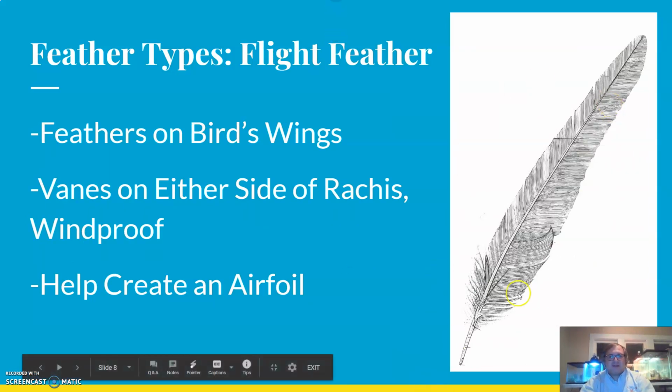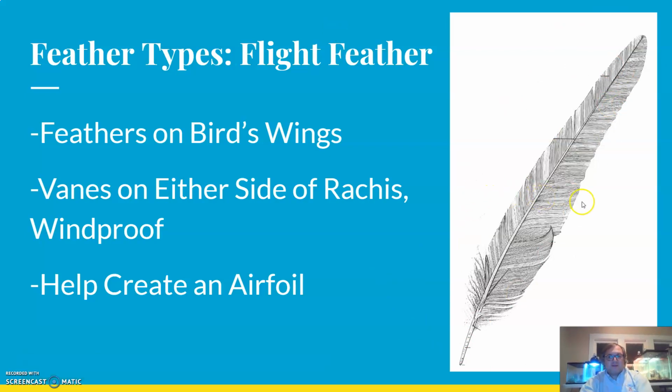And then we have flight feathers. These are the most typical bird feathers that we tend to think of on the wings. The veins are present on either side of the rachis, and again, they've got that really rigid texture to them. They are essentially windproof. Again, the wind will not disrupt their shape, basically, is what we mean by that.